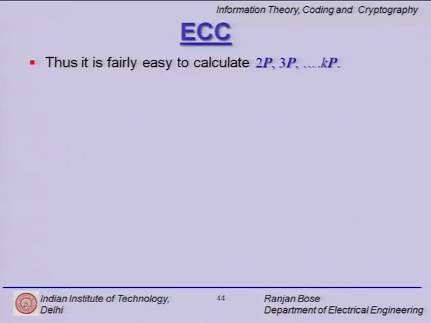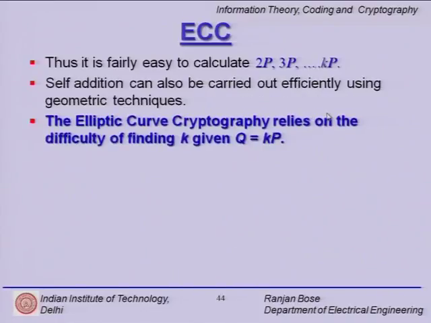Now, where does this lead to? Well, I can always add P to itself. So, I can get P plus P as 2P, P plus P plus P as 3P, and so on and so forth up to kP. So, self addition or multiplication is very efficient. Elliptic curve cryptography relies on the difficulty of finding k given Q equal to kP. So, this is the basic dogma, that is what we are going to use.